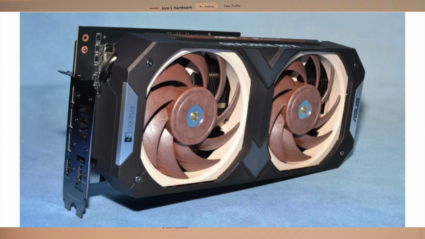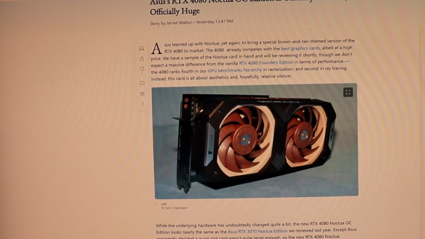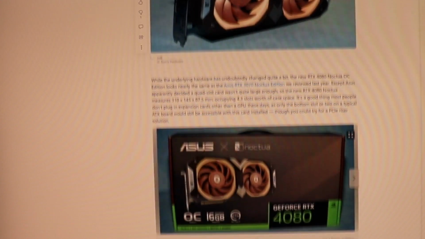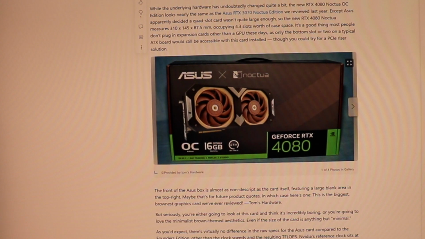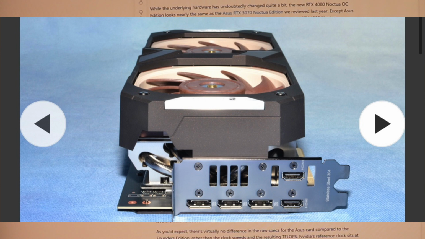But my biggest thing is the price. Okay, first of all, let's look at the picture so y'all can see. This is what it looks like. Basically it's your 4080 edition with Noctua fans in it. Now again, we're hoping that it's going to be very silent and quiet, and of course very formidable. Now as we scroll down, look at it. The RTX 40 Noctua measures 310 by 145 by 87.5, occupying 4.3 slots. I want you to say that again, 4.3 slots. That is a big behind card.